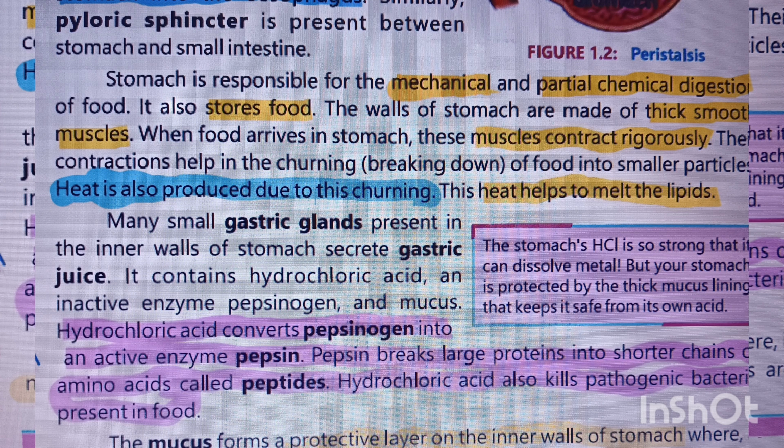Now, students, the surprising thing here is that the acid being released inside the stomach, why does it not harm the stomach itself? Or why doesn't the stomach itself dissolve within it? Because the HCl that the stomach produces is so strong that if any metal is thrown into it, it even dissolves that. Why does it not harm the stomach? The reason is that there is a layer of mucus inside the stomach that protects it.